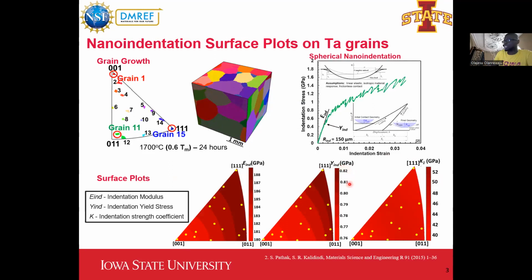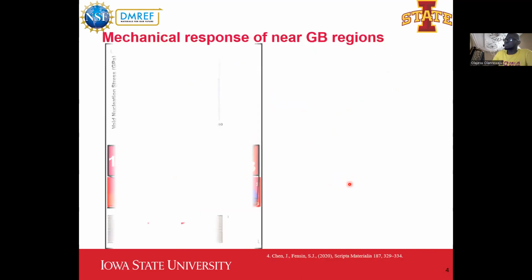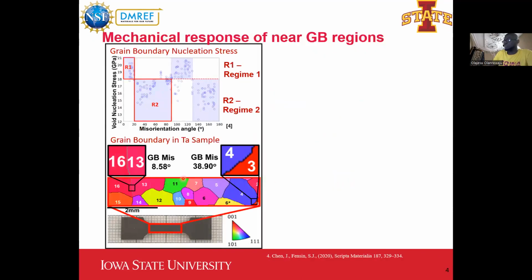And using the indentation yield stress, we've established the reference parameter that shows us the single grain response that is obtained in our polycrystalline tantalum. Then moving on to the grain boundary region studies, since we've obtained the yield stress for all the grain orientations that are present in tantalum, we can easily study the misorientation angle as we go from one grain to another. So for this reason, we considered from our literature review material that talks about the void nucleation stress in tantalum, and we can see that this is a function of different regimes that are present in our material.